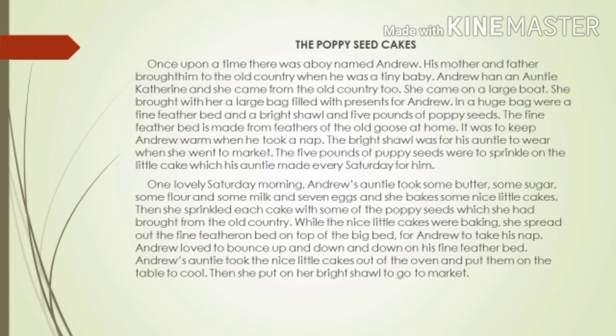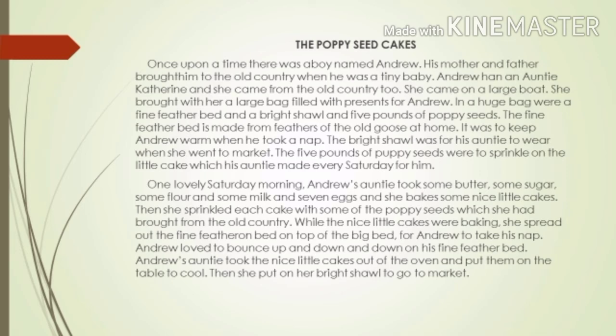In the huge bag were a fine feather bed and a bright shawl and 5 pounds of poppy seeds. The fine feather bed was made from feathers of the old goose at home. It was to keep Andrew warm when he took a nap. The bright shawl was for his auntie to wear when she went to market. The 5 pounds of poppy seeds were to sprinkle on the little cakes which his auntie made every Saturday for him.